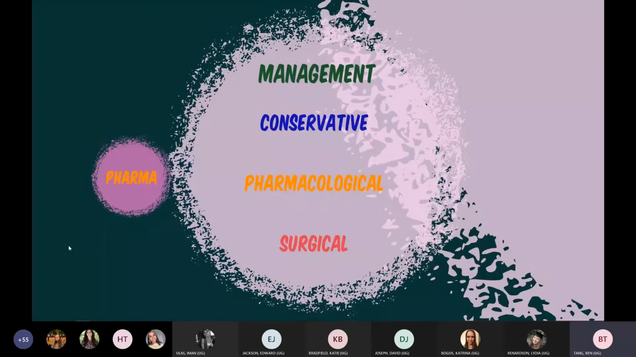So I've got down here three conservative approaches. Can anyone give guesses for what a conservative approach to pain management might be? Something that keeps you healthy. All right, this is a bit of a hard one.